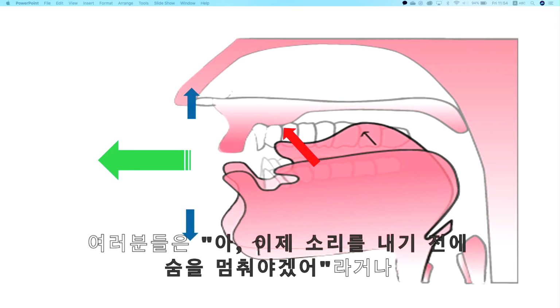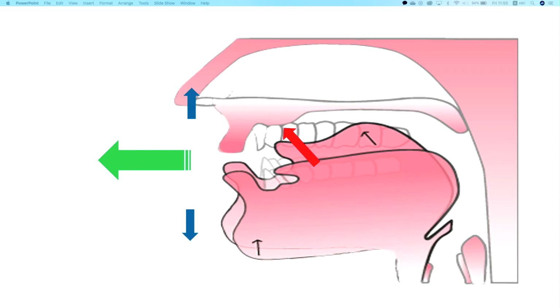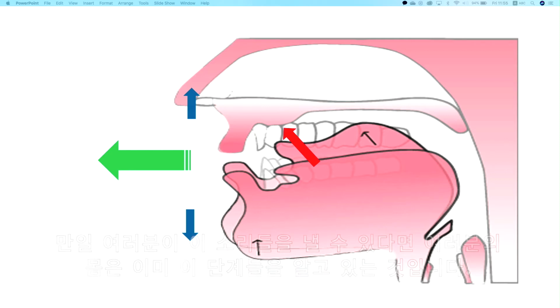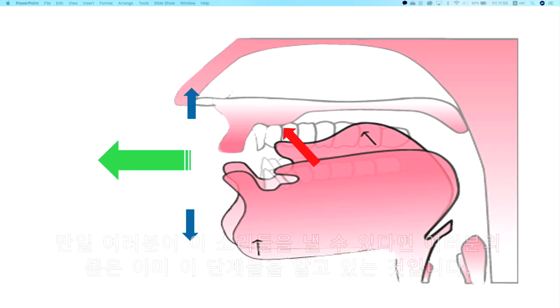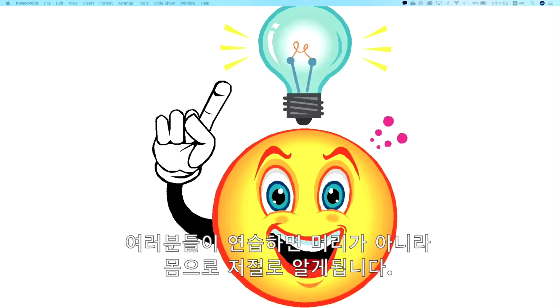But it doesn't mean whenever you make this sound, you always should think, where's my tongue? You don't need to think, oh, I have to stop the airflow before I make sound. Or, okay, now it's time to part my teeth and release the air. No, you don't have to and never. If you can make it, then your body already knows these steps. I'm just telling you how those sounds are making. If you practice, then you'll get to know them. Not with your brain, just with your body.